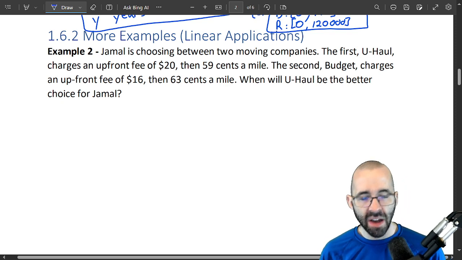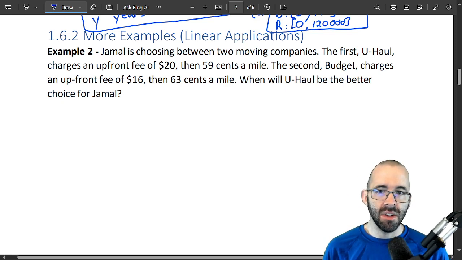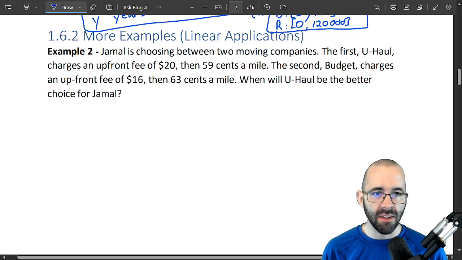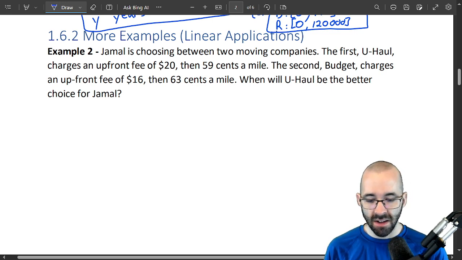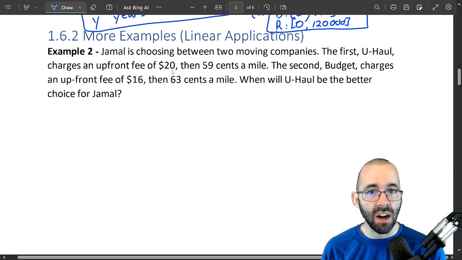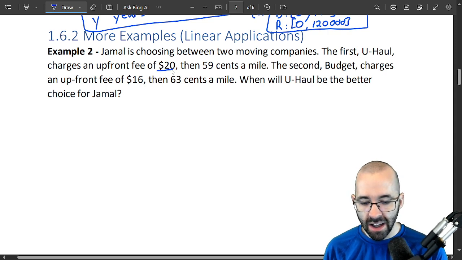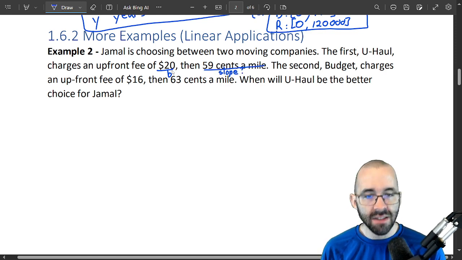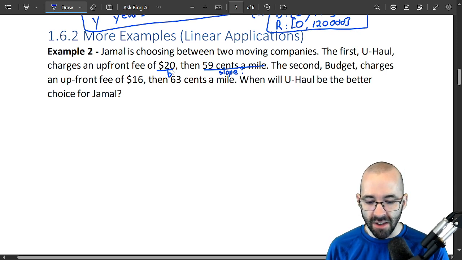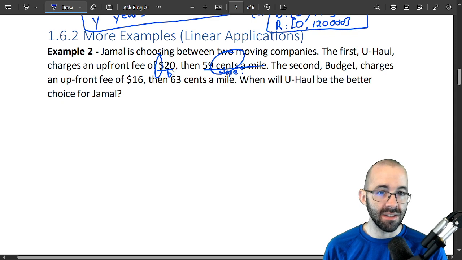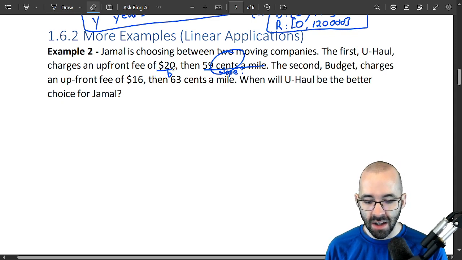This data came from 2010. The first, U-Haul, is charging an upfront fee of $20 and then it's charging an extra 59 cents every mile. Right off the bat, here's what I'm seeing. $20, that's like a fixed cost. That's looking like a B value. 59 cents a mile, that's looking like some kind of slope, right? It's a rate of change. Also, I'm noticing that this is in dollars and this is in cents. That's going to be a problem.